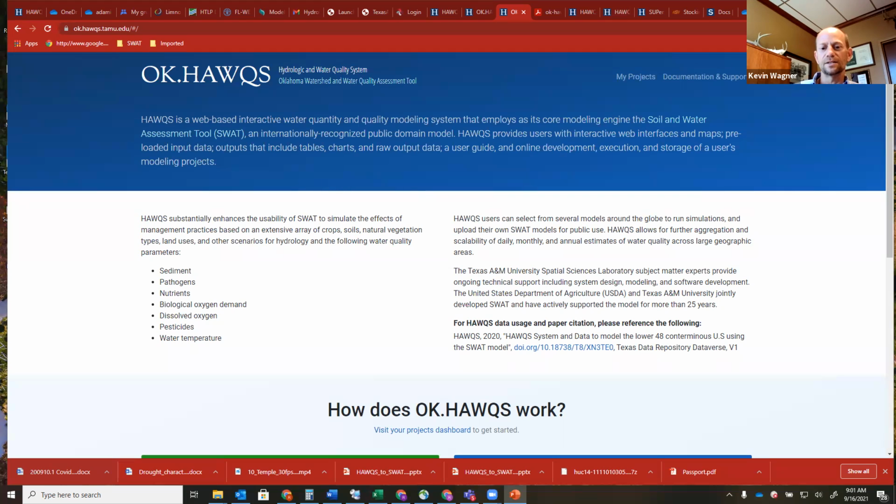So we've worked real closely with Greg Clarkson and Brad Rogers at OCC over the last year, along with Dr. Srinivasan and Abu Monserrat here at the Water Center to develop the OK-HAWQS model.